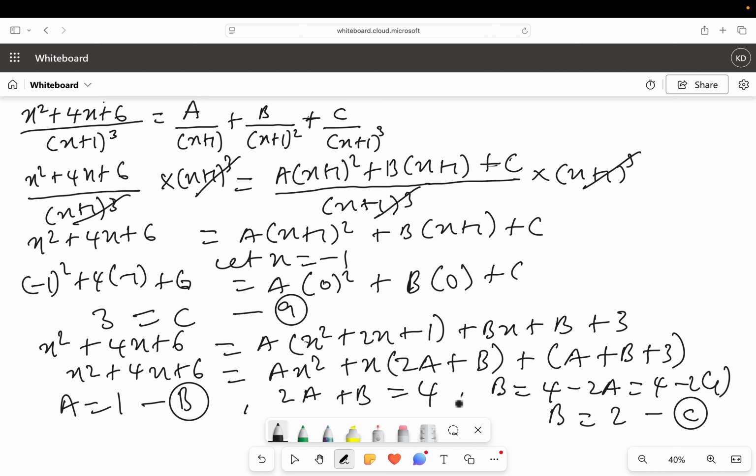So now I have my a, I have my b, and I have my c. So it means I just have 1 over s plus 1 plus 2 over s plus 1 squared and plus 3 over s plus 1 cube.